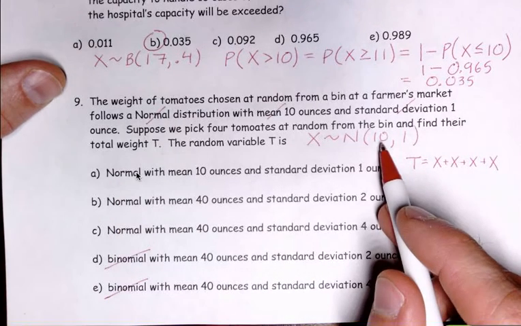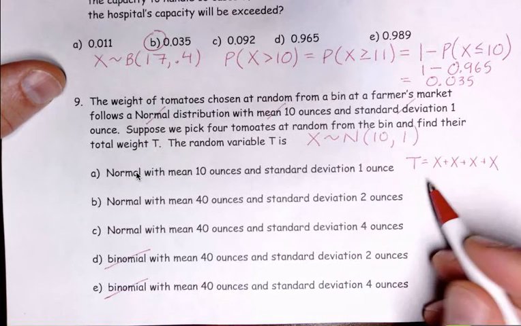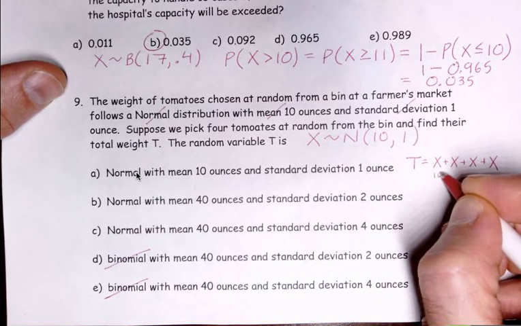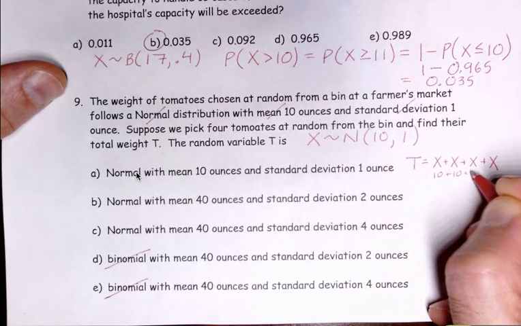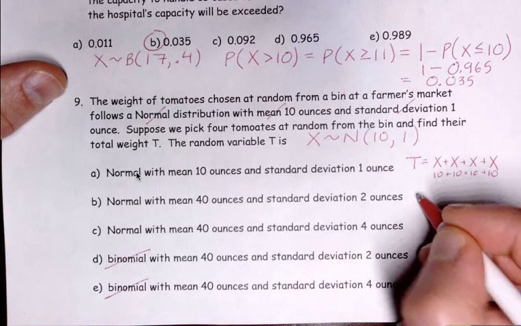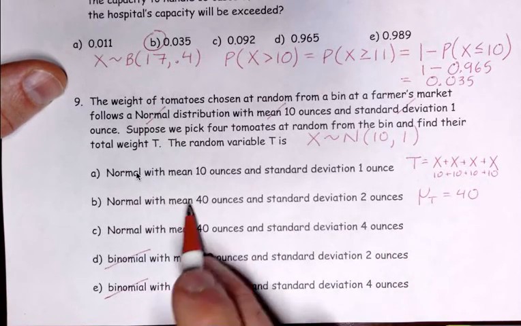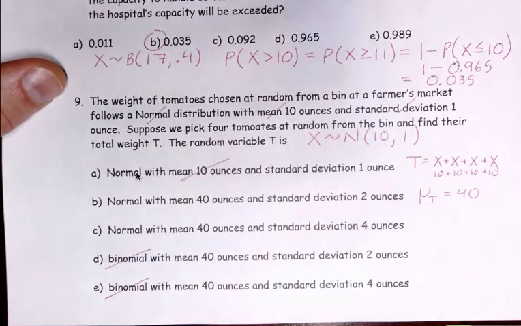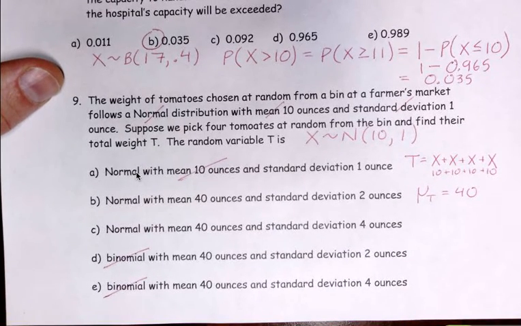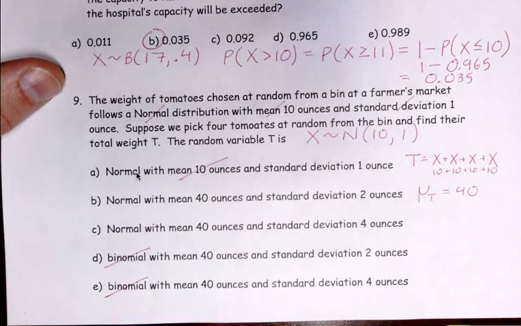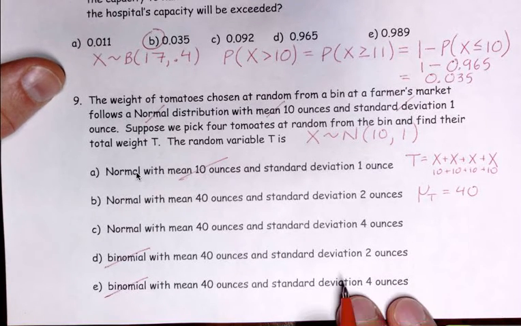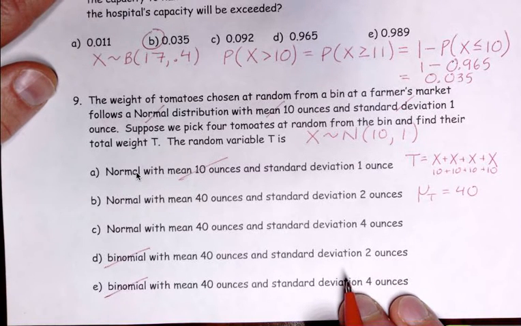So the mean for each random variable is 10. So the total mean I can literally find by adding up the 10 four times. So the mean then for T is 40. So that eliminates answer A. I'm now down to answer B. Something important to think about here. We have to believe that the weights of these tomatoes are also independent of one another. If that is the case, then be careful. You can't add the standard deviations, but we can add the variances.